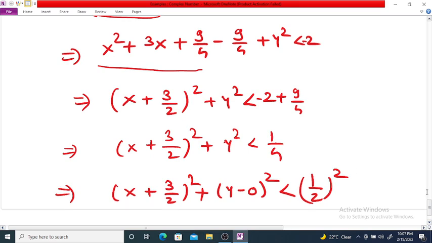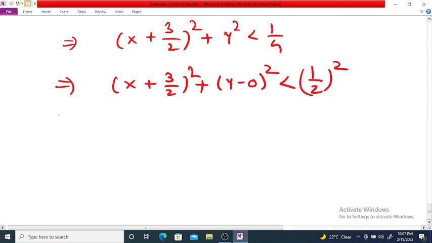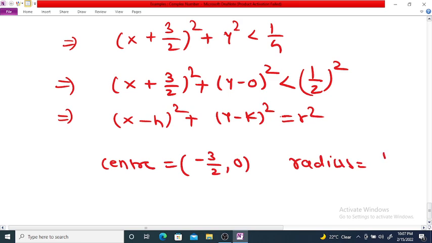We know that this is a standard equation of a circle. If we compare this equation with the general equation of a circle, (x - h)² + (y - k)² = r², then here the center of this circle is (-3/2, 0) and the radius is equal to 1/2.